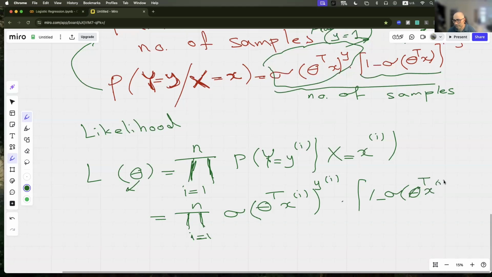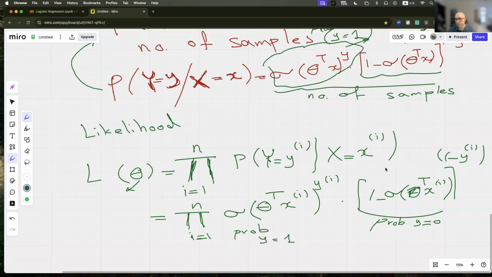of x_i for that sample to the power of 1 minus y_i. Again, this is the probability. In that case, our target is 1, and in this case, the target is 0. So 1 minus 0 is the case of probability where the target is 0, and this is the probability for the case where the target is 1.